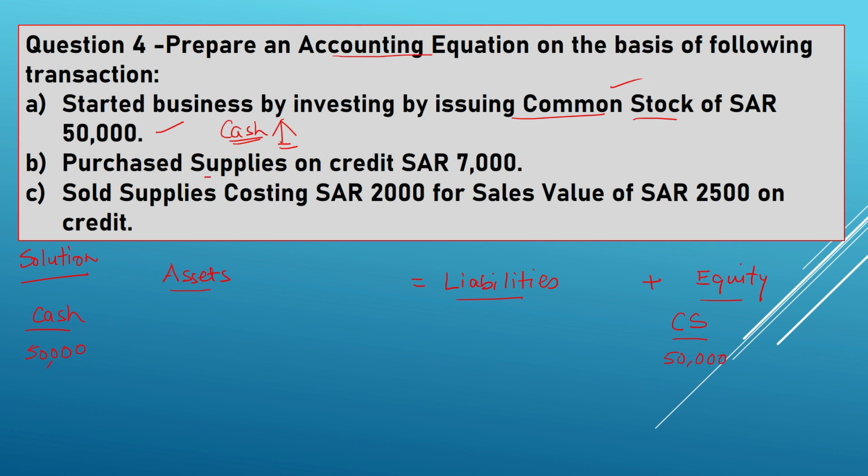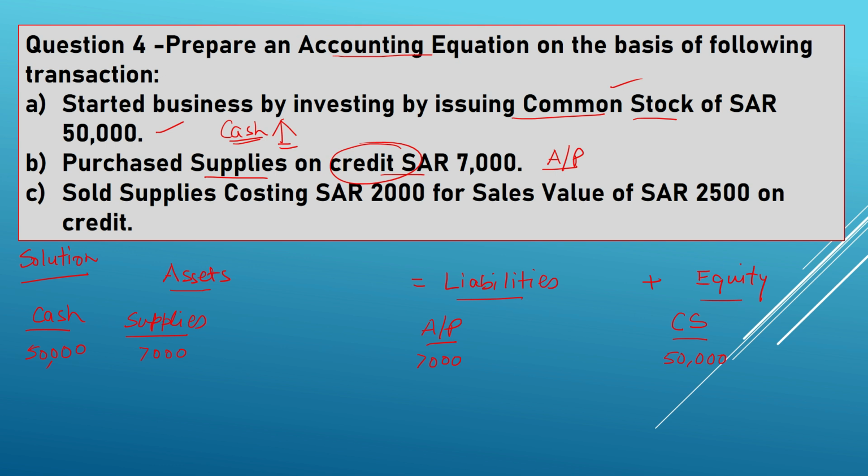The second is: purchase supplies on credit. So supplies is one item, and supplies comes under the assets. So I will write it here, and since you are purchasing, accounts payable will be another item. Accounts payable comes under the liability. So as you purchase supplies, supplies will increase by 7,000. At the same time, because you are purchasing on credit, that is, you are not paying now, this amount will increase your liability; your liability will increase by 7,000. This is done for the second item.